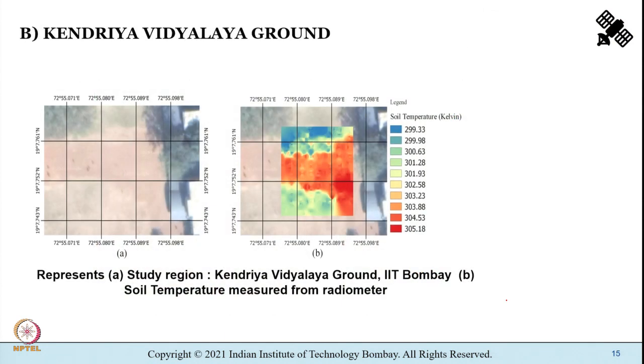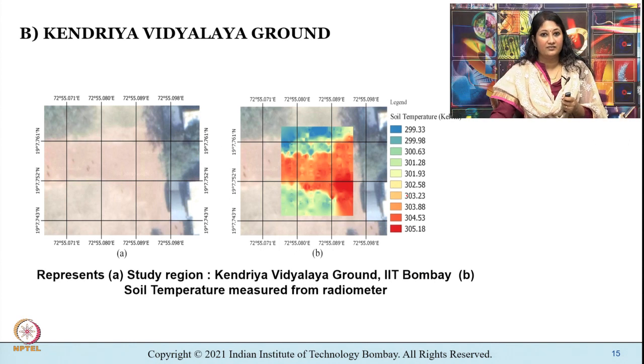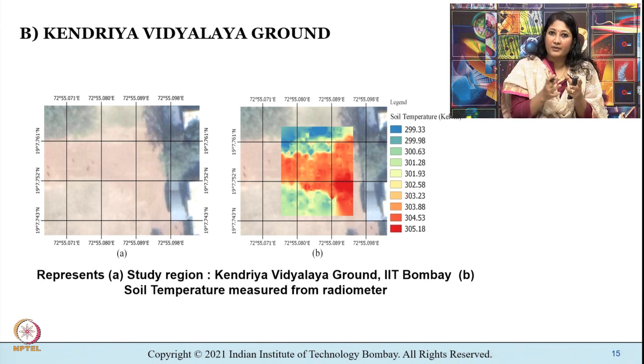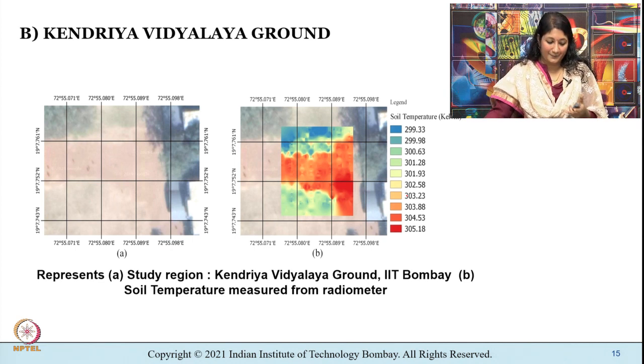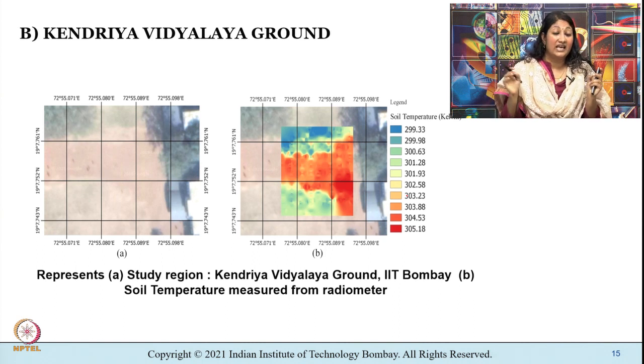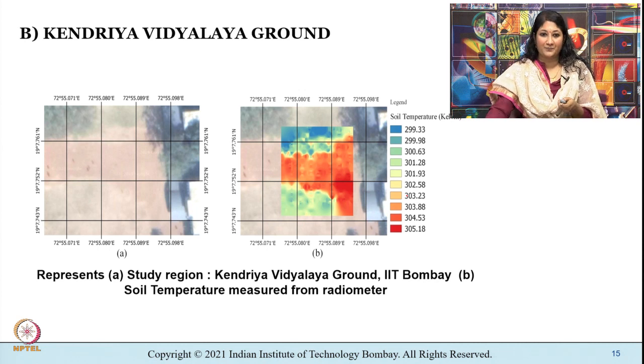Moving on, for the results that we could get from the Kendriya Vidyalaya ground, you can see the temperature difference is from 305 Kelvin to 299 Kelvin. Again, it was attributed to a small part which is relatively shaded to a larger part which was exposed to the sun. So, these were just preliminary results for soil temperatures that were measured from the handheld radiometer on a pushcart which operated at L band microwave frequency.